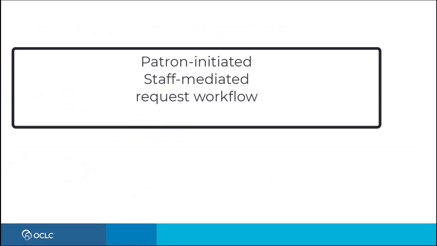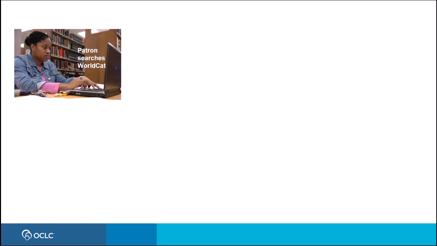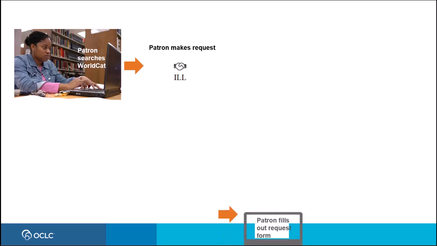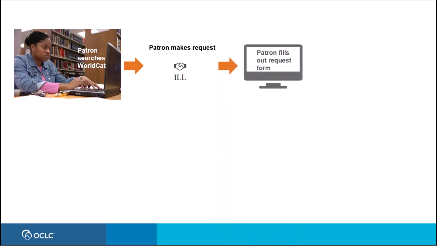The major steps in the workflow for a patron-initiated, staff-mediated request are as follows. To begin, the patron searches WorldCat to find an item. Next, they make the request through a request button or link. In the third step, the patron completes and submits a patron request form.